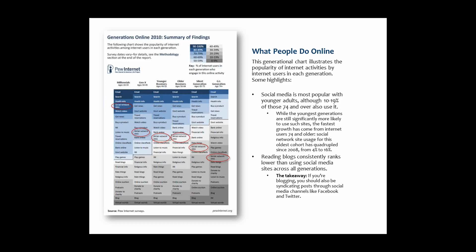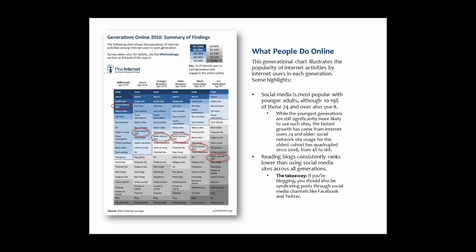Among millennials, social networking sites, 80 to 89% of millennials ages 18 to 33 are using social network sites. The numbers drop some as you get older, but 10 to 19% of those 74 and over also use it. I suspect that number is going to keep going up too, because grandparents want to be able to see pictures of their grandkids, and social media is one way to do that. It's a really good way to stay in touch.